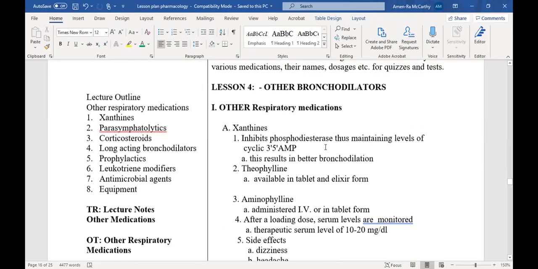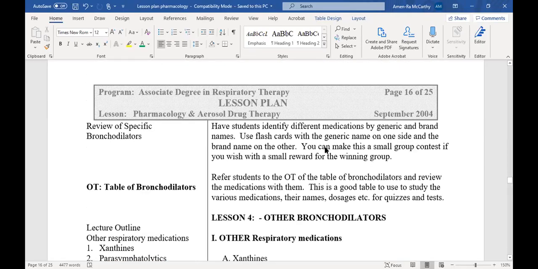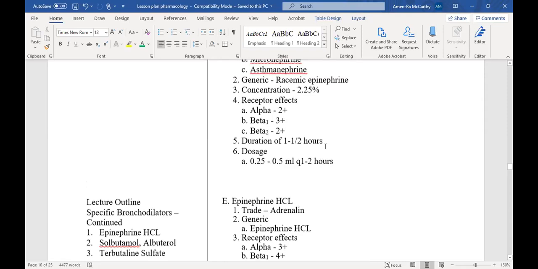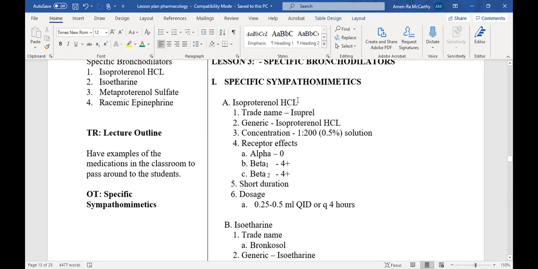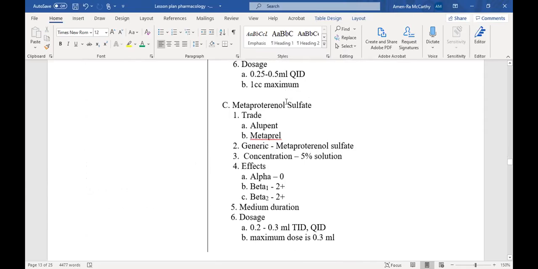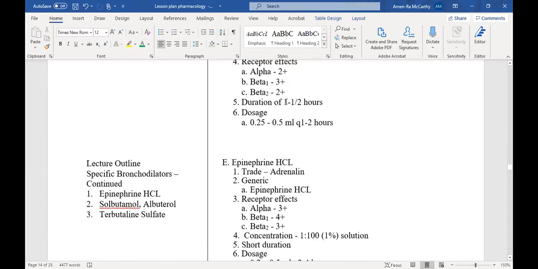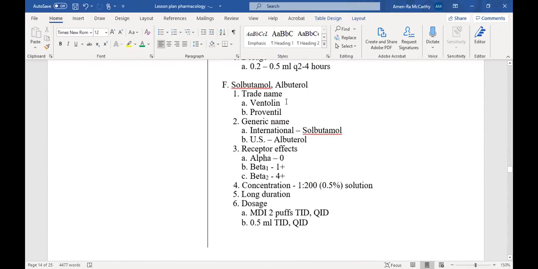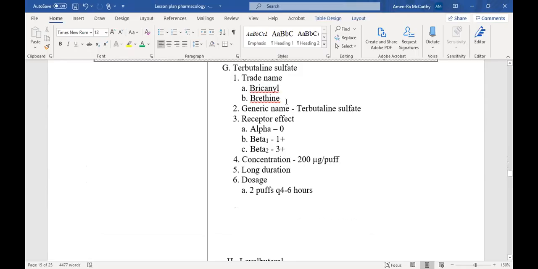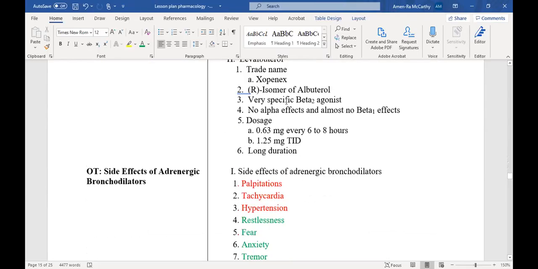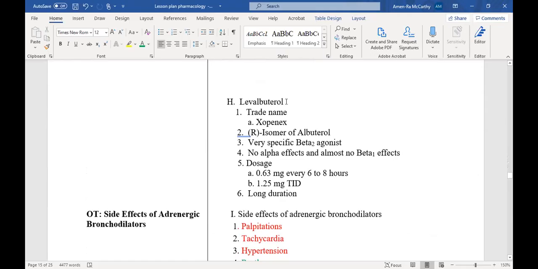All right. Now, these drugs are the specific sympathomimetics. These are the ones we're going to use the most, the specific ones that you got to memorize. Isoproterenol, isoetharine, metaproterenol sulfate, racemic epinephrine, epinephrine, salbutamol, which is albuterol, and terbutaline sulfate, and finally levalbuterol, which is Xopenex.